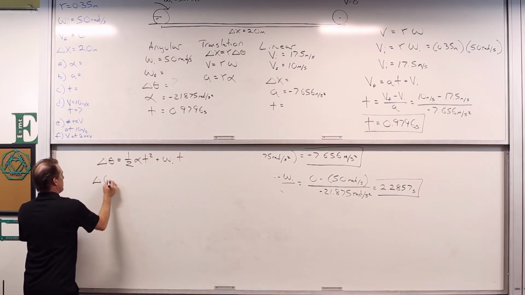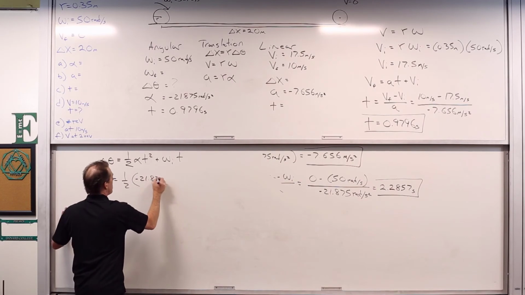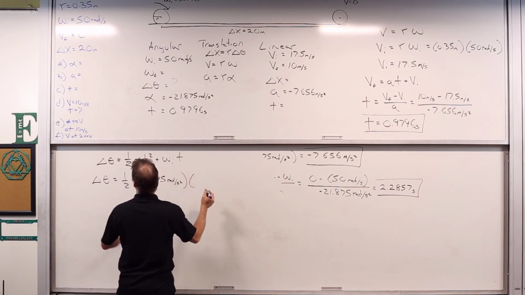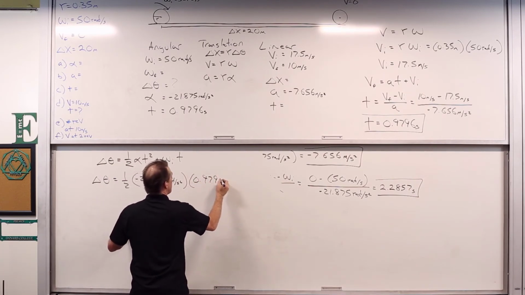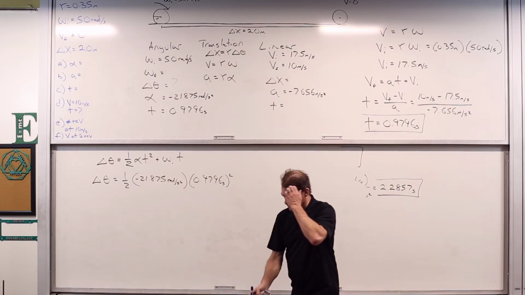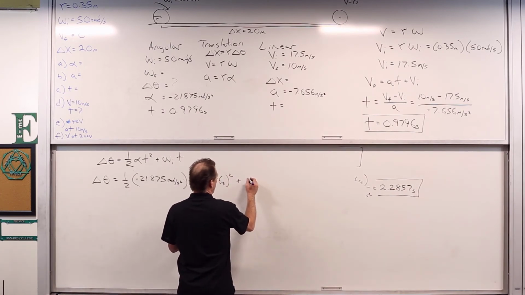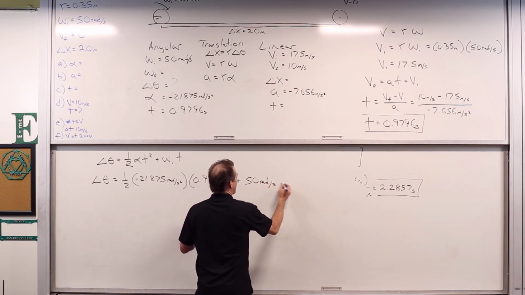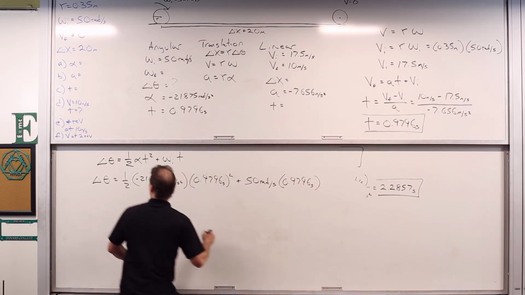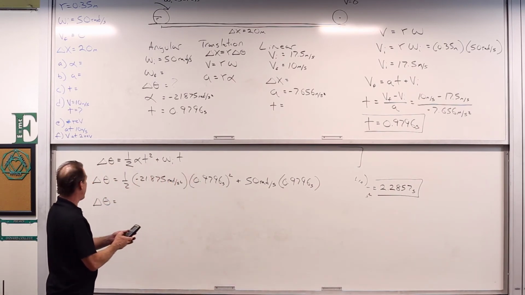That's great. So delta theta is going to be equal to 1/2 times negative 21.875 radians per second squared, multiplied by the time of 0.9796 seconds, quantity squared, plus omega initial times time. Omega initial was 50 radians per second multiplied by 0.9796 seconds. So this will give us some delta theta, right? Let's go ahead and calculate what that delta theta ends up being.